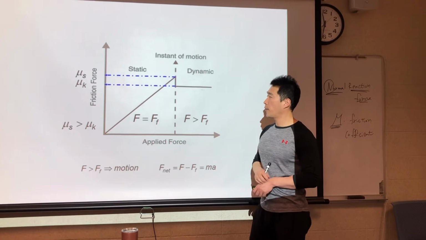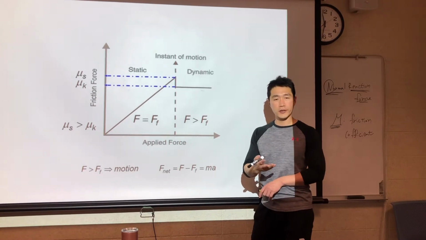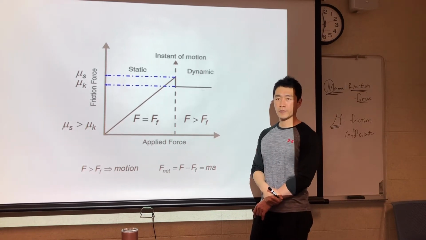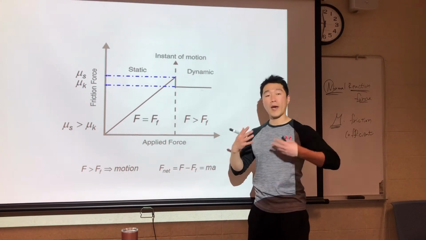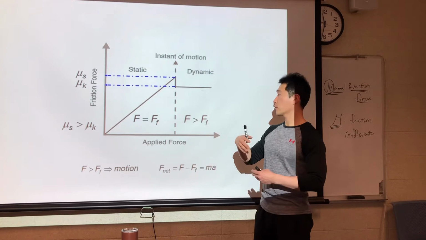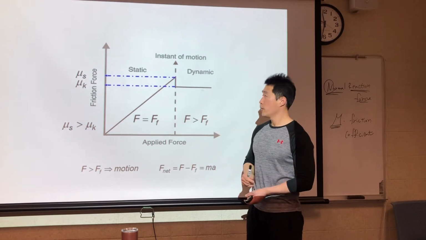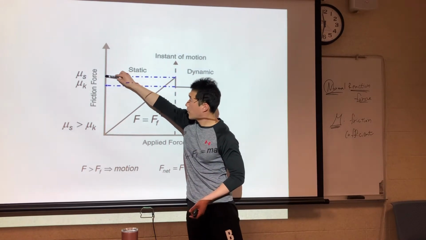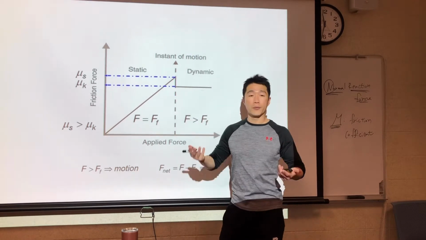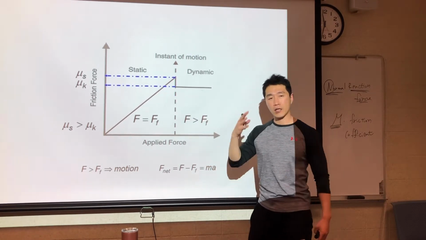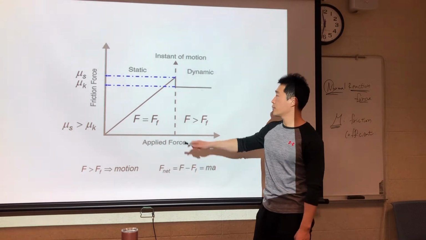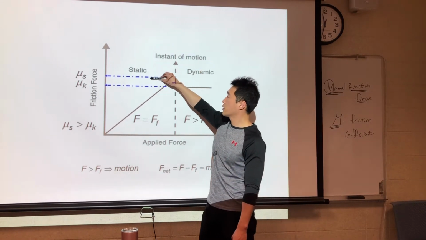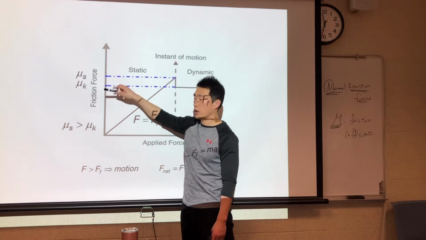Here, let's compare maximum static friction and then kinetic friction. I'm not comparing static friction with kinetic friction, but maximum static friction with the dynamic or kinetic friction. If you compare these two, which one is higher? As you can see here, maximum static friction is always larger than dynamic friction.